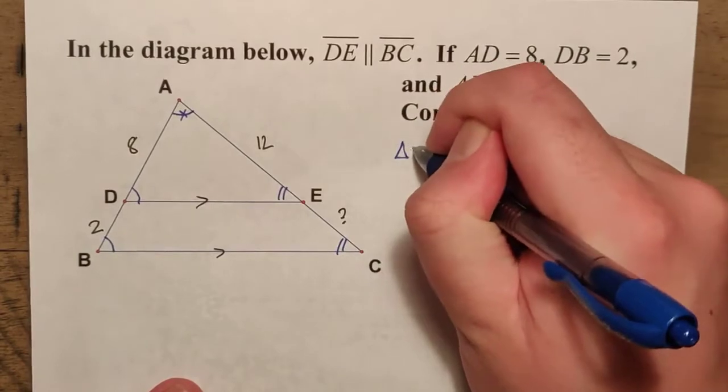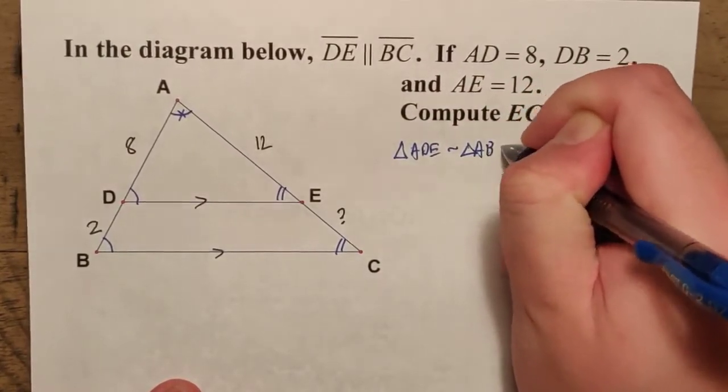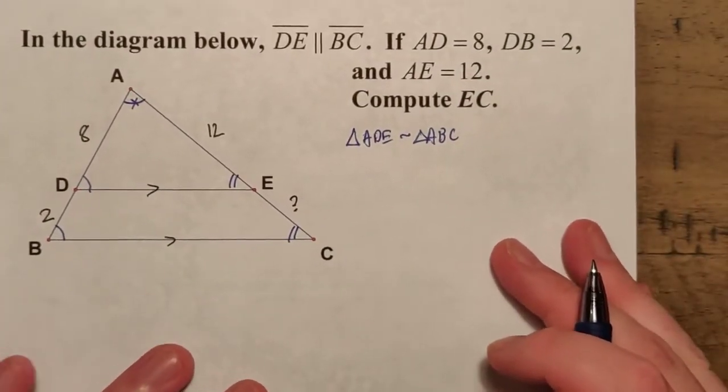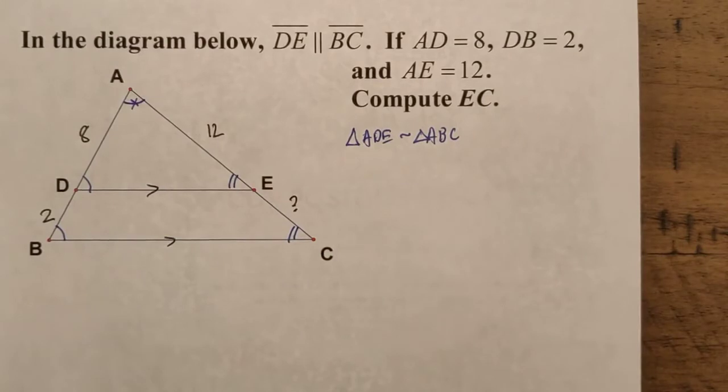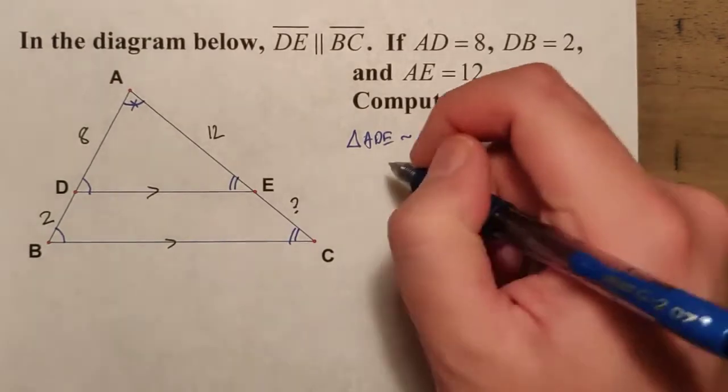So it's pretty clear here that we have triangle ADE being similar to triangle ABC. We can show that that's the case here. ADE and ABC are similar triangles. Similar triangles have congruent corresponding angles, and they also have corresponding sides that are in proportion. So we can write a proportion like this.